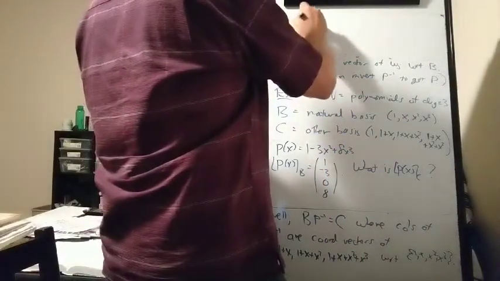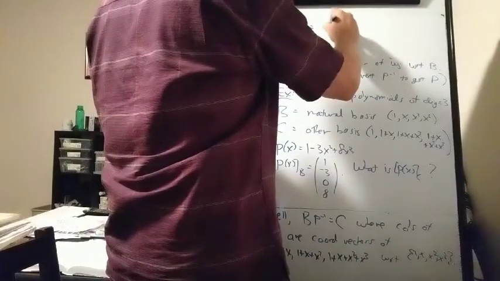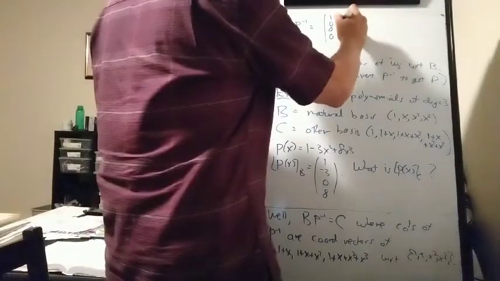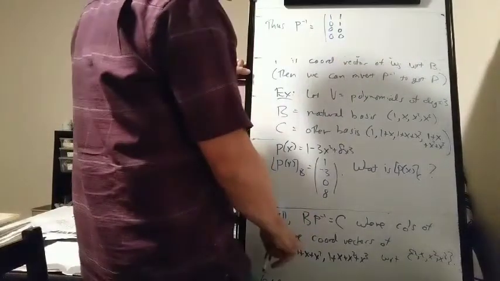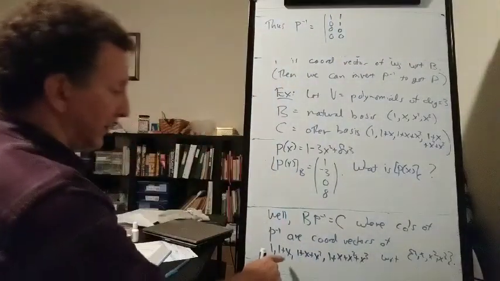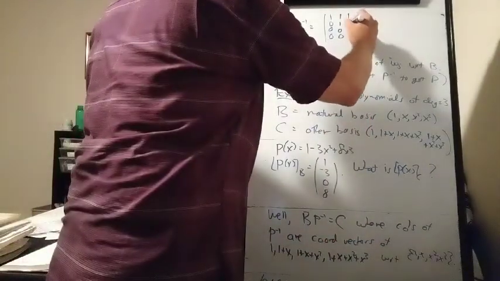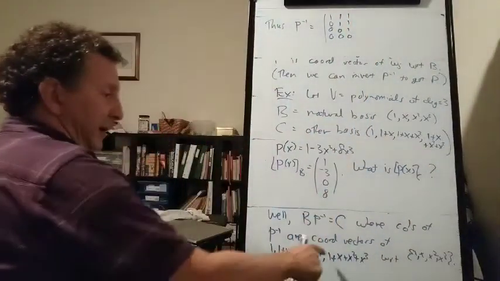So that means that P inverse equals 1 and all zeros, there's the first coordinate vector. 2 1s and all zeros, that's the second coordinate vector. 3 1s and a 0. And 4 1s.